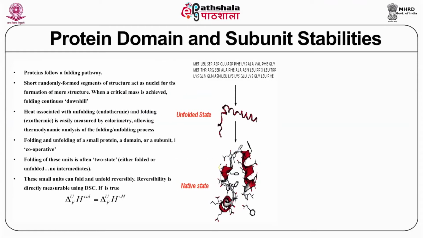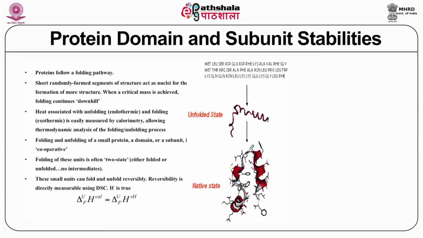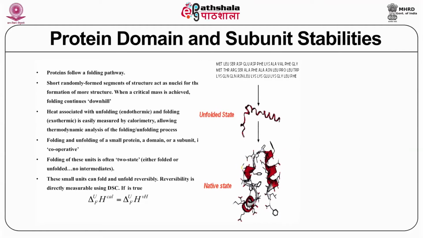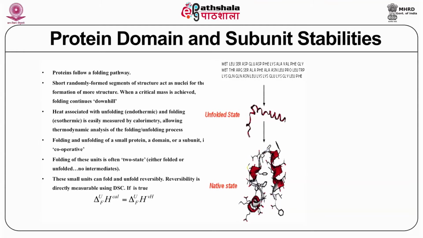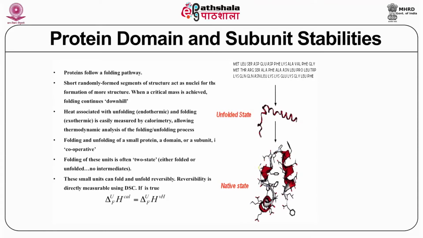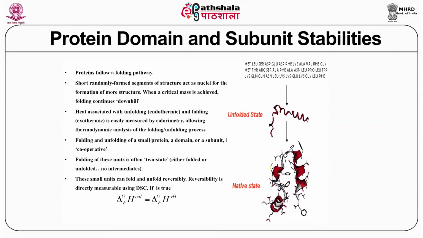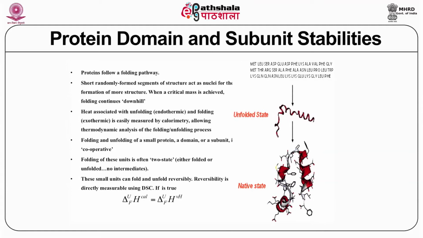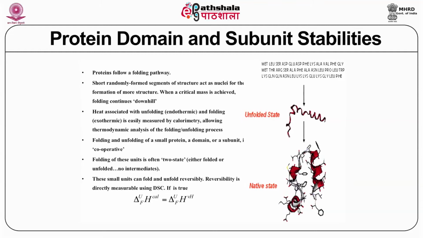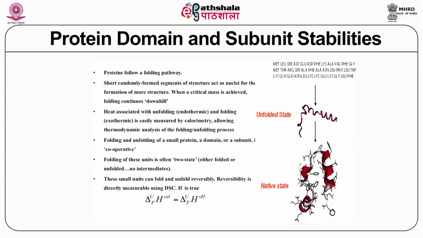Now, similarly, protein domain subunit interactions are shown on this slide. There is an unfolded state, where some random protein sequence is shown, and there is a native state and an unfolded or denatured state. When you see this folding and unfolding of a small protein or a domain or a subunit, it can be a cooperative phenomenon. So, folding of these units is often called a two-state phenomenon, and if these small units can fold and unfold reversibly, remember reversibility of a phenomenon can be measured using this equation which you determine from the DSC.